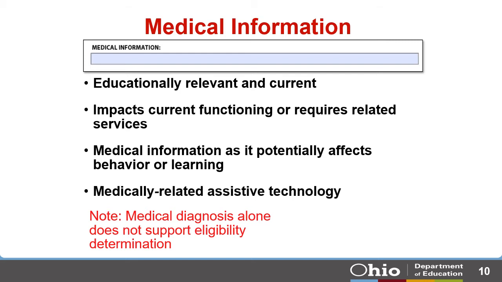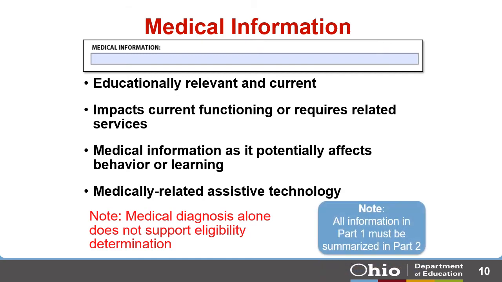This part would also explain any specific need for medically related assistive technology. Note, a medical diagnosis alone is not sufficient to confer an eligibility determination. All determinations of eligibility must be based upon multiple assessments and whether the child can access, participate, and make progress in the general education curriculum without special education services. All medical information included within the individual evaluator's Part 1 reports must then be summarized within the Part 2 Summary of Medical Information.